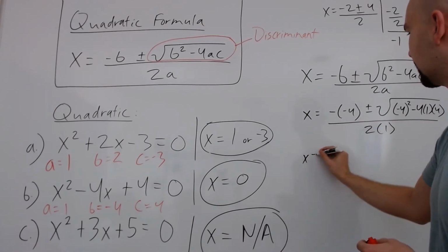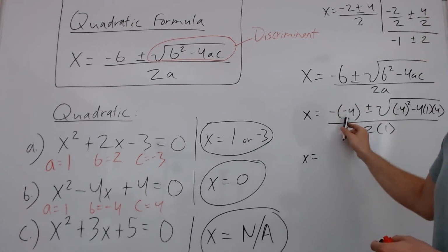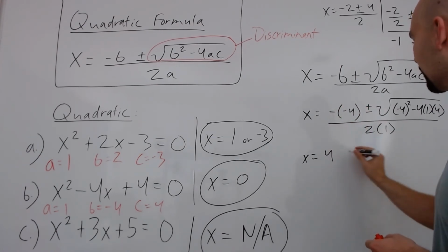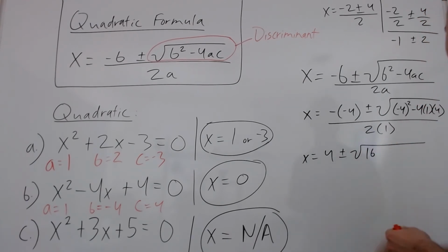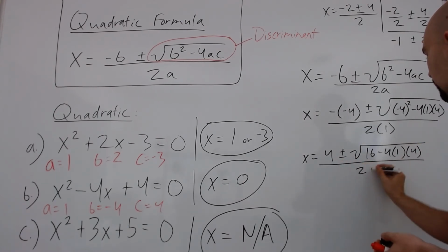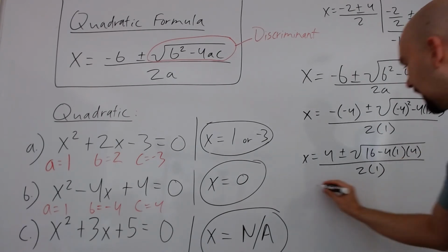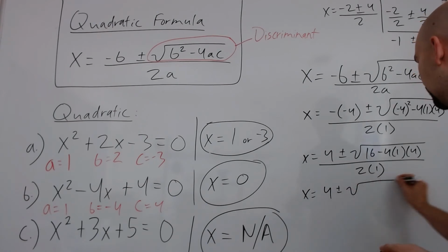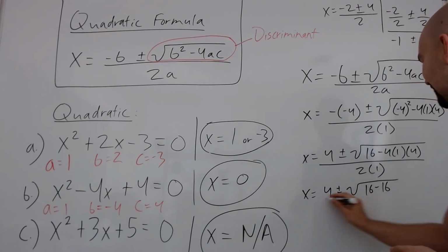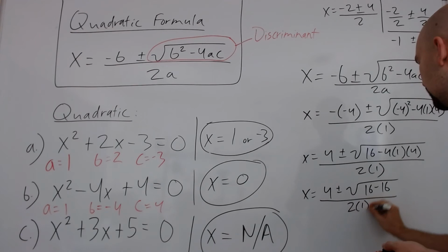Next line, x equals, I'm going to simplify that. X equals 4, and drop my parentheses, plus or minus the square root of -4 squared is 16. You see what's going to happen? Yep, you're going to get a 0 in the discriminant. It's going to be the square root of 0. So minus 4 times 1 times 4, which will be 16, over 2 times 1. Next we're going to do that part in the discriminant. So x equals 4 plus or minus the square root of 16 minus 16 over 2 times 1.